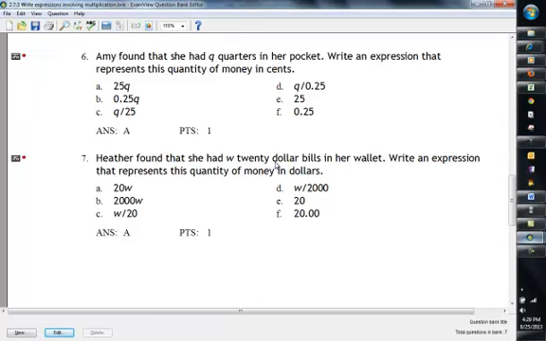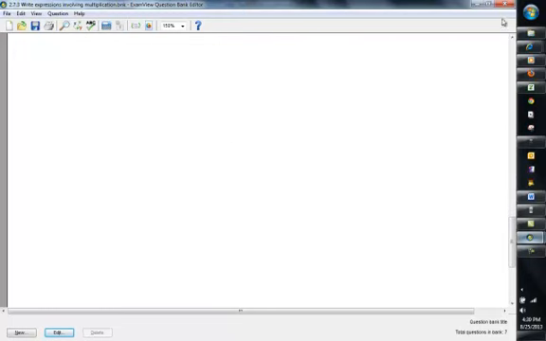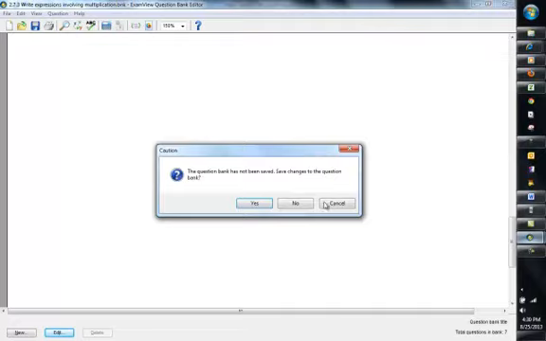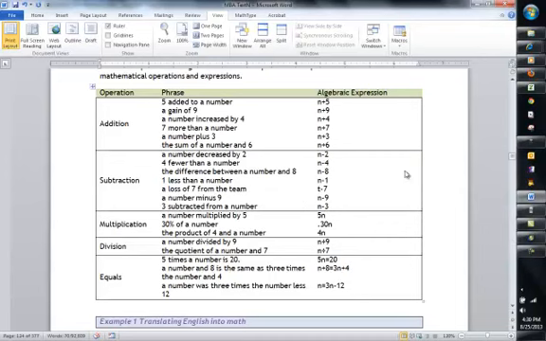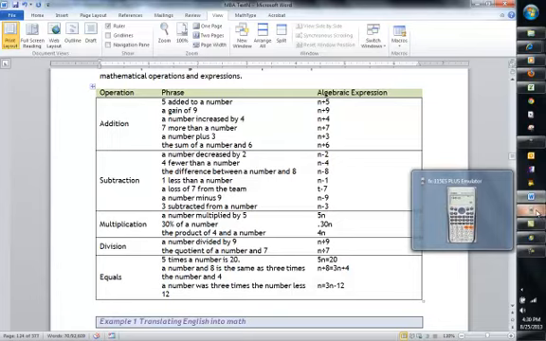If she has $20 bills, the amount in dollars would be 20 times the number W. Now you might ask, why would you use W for 20s instead of T? Well, T could be tens or thousands. We don't know which one it stands for, so that's why we'll keep it at W, because there is only one number with a prominent W like that.